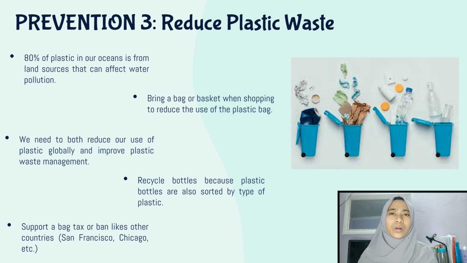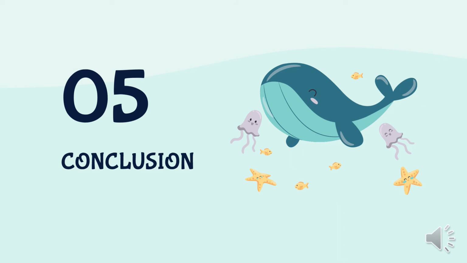In addition, we can also emulate other places such as San Francisco and Chicago that support a bag tax. Moreover, the public is also advised to bring a bag or basket when shopping to reduce the use of plastic bags. In other actions, we can also recycle bottles, because plastic bottles are sorted by types of plastic. Thus, there are many ways that we can practice to reduce plastic waste and also reduce water pollution.